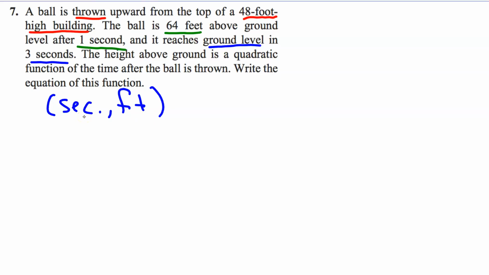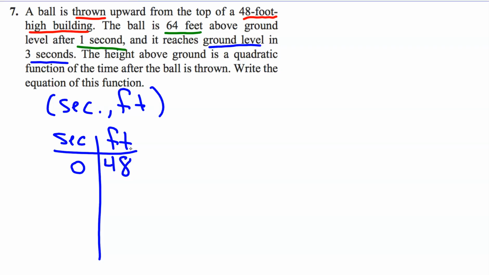So if I was going to make ordered pairs out of these, I would say, looking at the red here, in 0 seconds, at the very beginning when the ball was thrown, it was at 48 feet high. After 1 second, the ball was at 64, that's the green part. And then at ground level, which would be 0 for feet, that happened in 3 seconds.